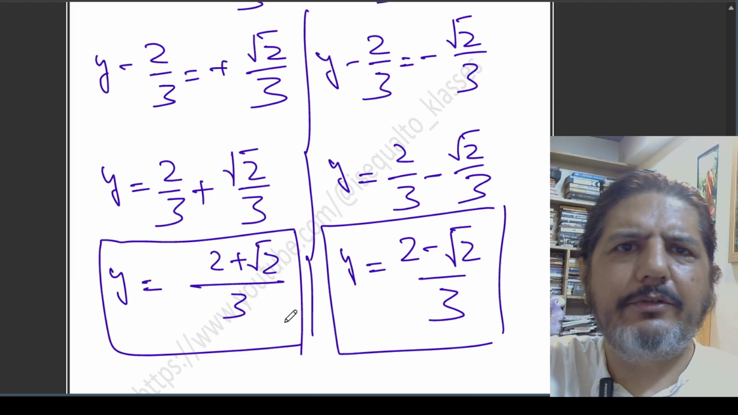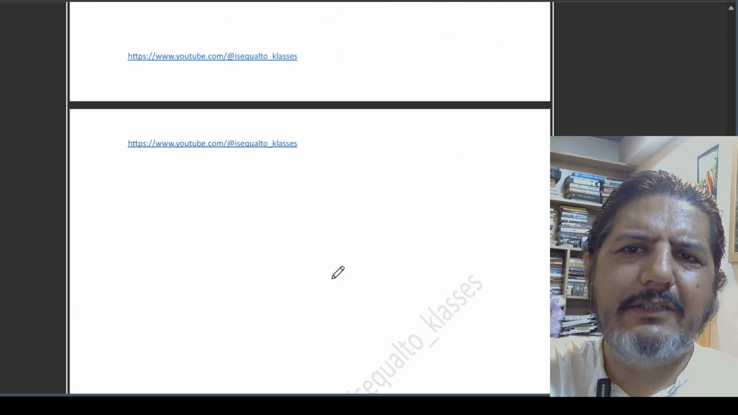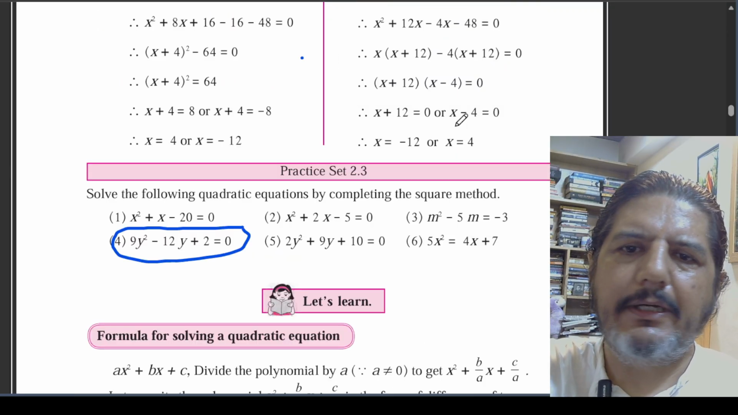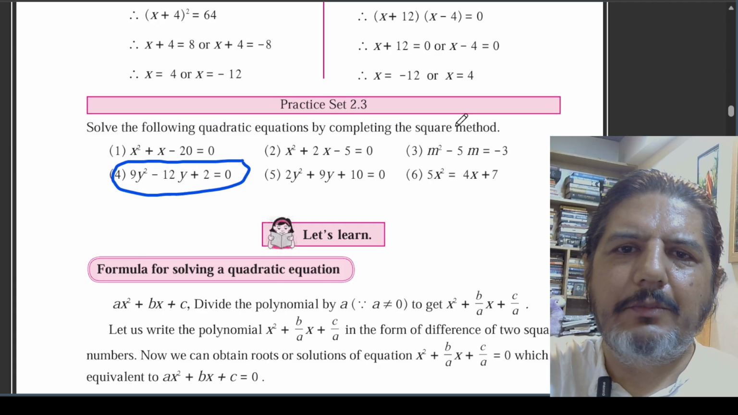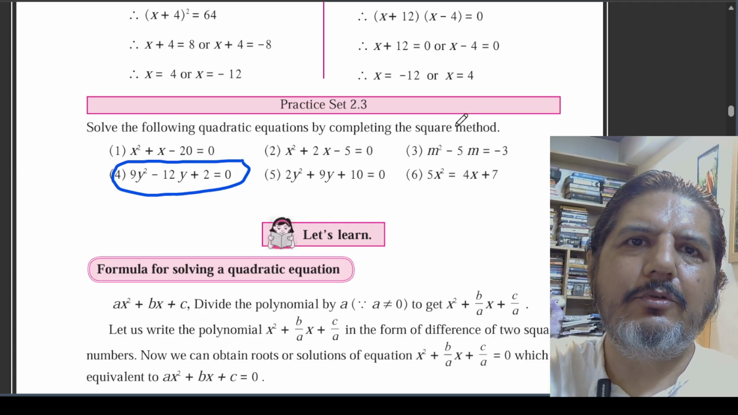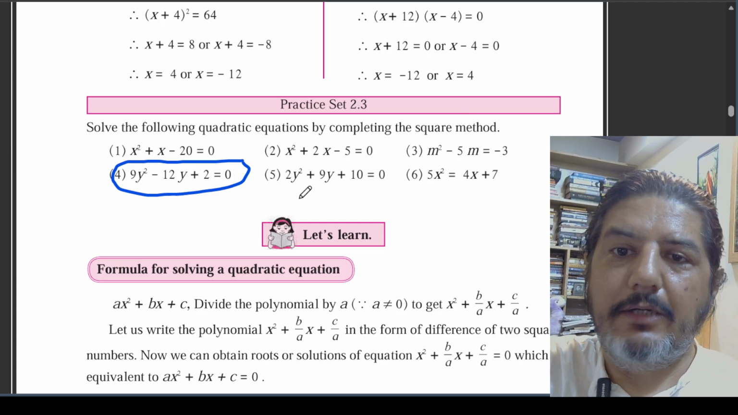Let me do another question so that you understand this well. See, in mathematics, again and again, the more you practice, the more you understand. The better you practice, the more questions you do, the better you will understand. Let me do another question.